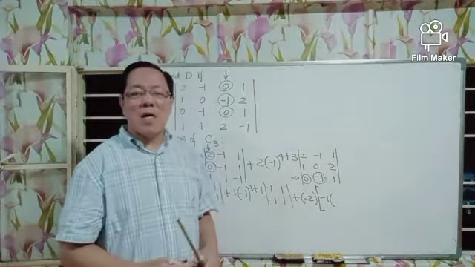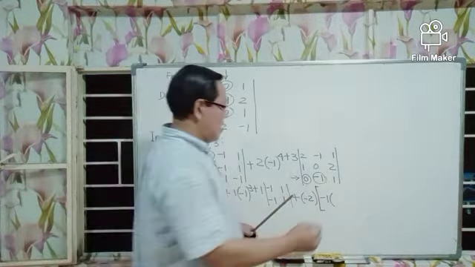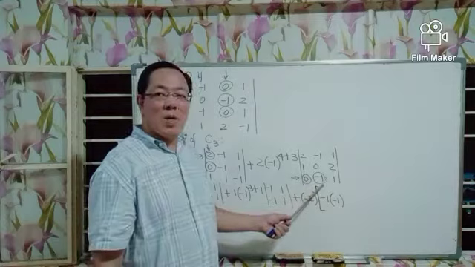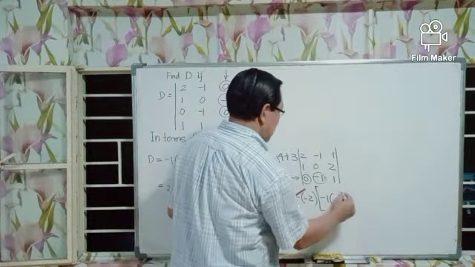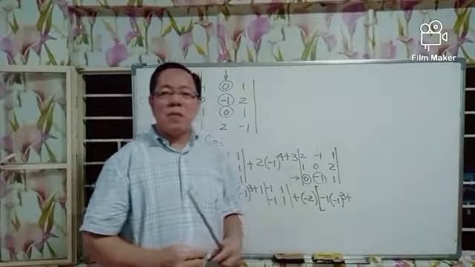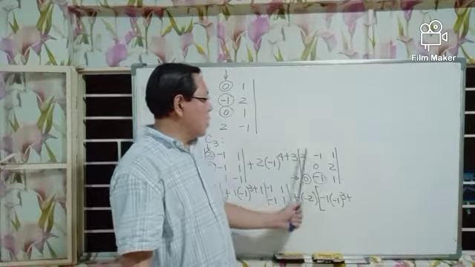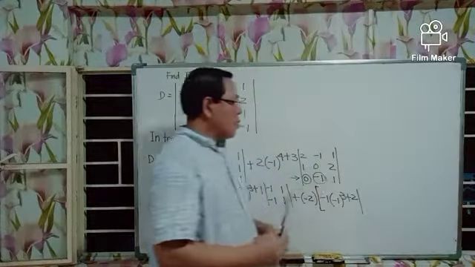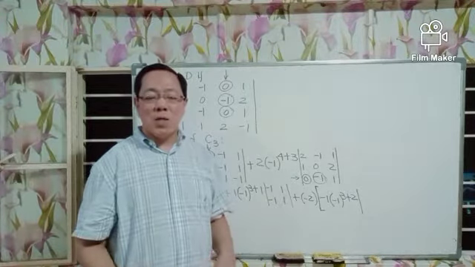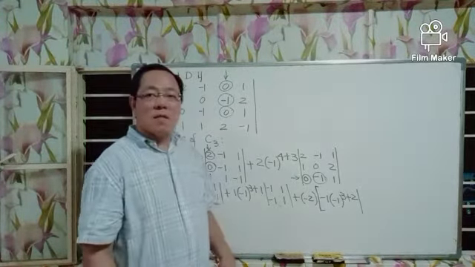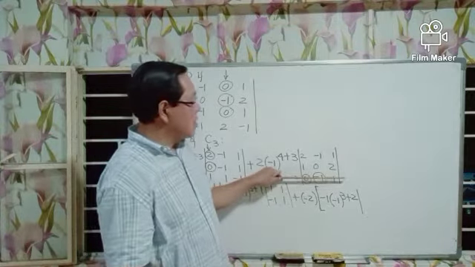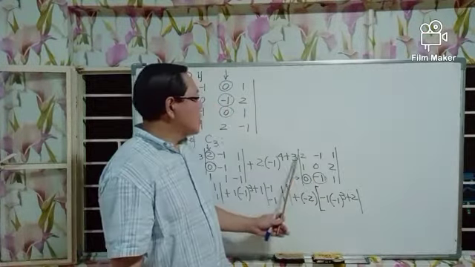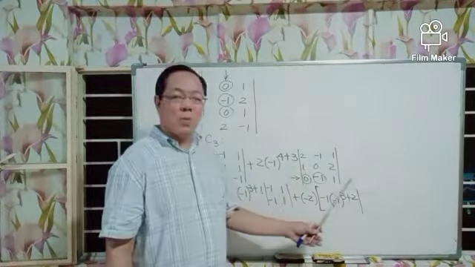Negative 1, we multiply by its cofactor given by negative 1 raised to the row number of negative 1, which is 3, plus the column number of negative 1, which is 2. And we multiply that by the determinant of order 2 with remaining entries after deleting the third row and the second column. And the entries that remain are 2, 1, and 1, 2.